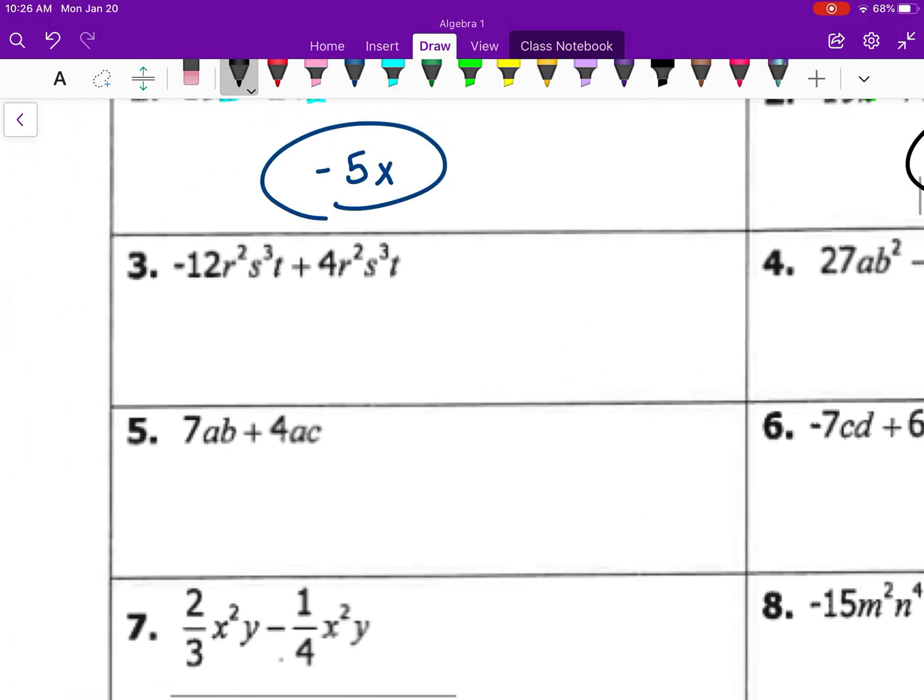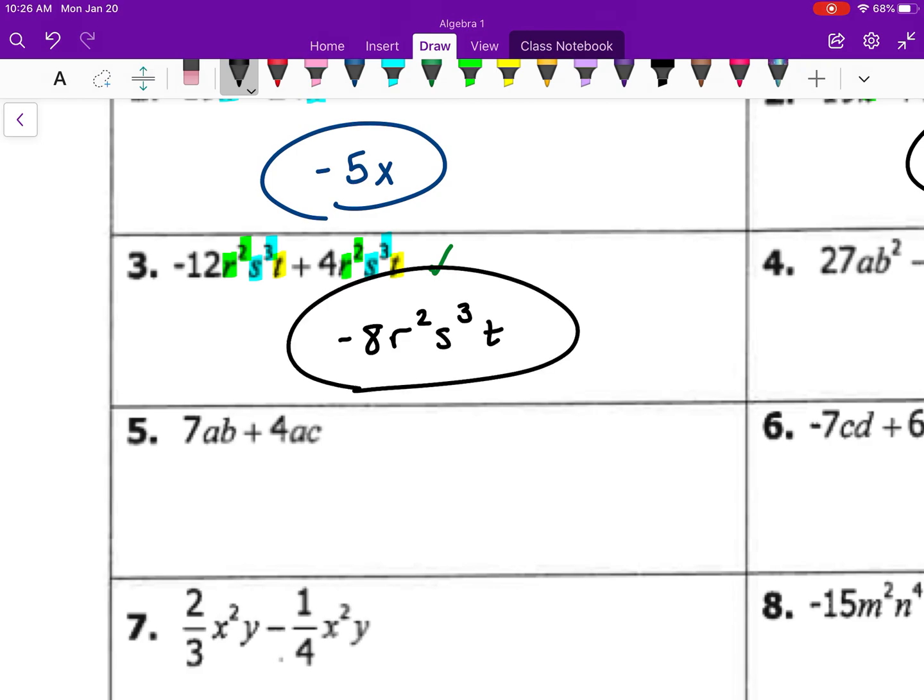On number 3, I've got r squared, s cubed, t. That is a match. Now I can just add how many I have. Negative 12 plus 4, negative 8. I don't change how many or what I have, so I just rewrite exactly what it was. R squared, s cubed, t.